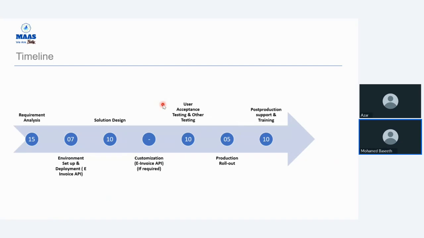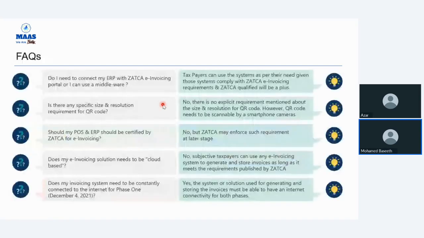So this is the timeline, normally in number of days. A requirement analysis took around 15 days, and to set up and deploy the e-invoice API, 7 days, then solution design, and so forth. So approximately around 45 days we need to finish from start to end. That covers most of what has to be done in terms of phase 2.